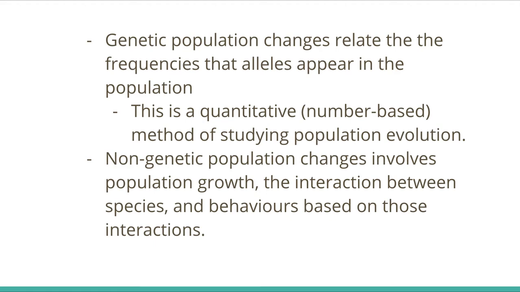Genetic population changes relate to allele frequencies within populations. This is the quantitative or number-based method that we put behind a lot of ecological, genetic, and evolutionary theory. So when we say that a population is evolving, we don't actually just say, oh, we look at it and it's changing. No, we actually see that by measuring the allele frequencies from year to year and assessing whether or not that is likely due to random non-evolutionary variation.